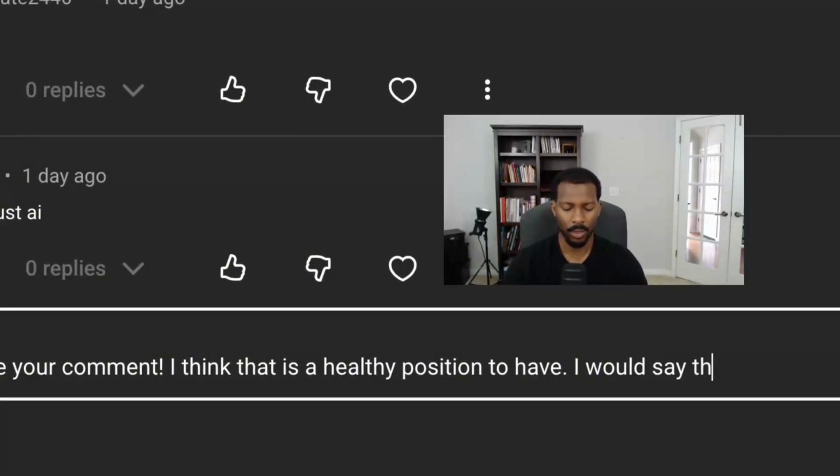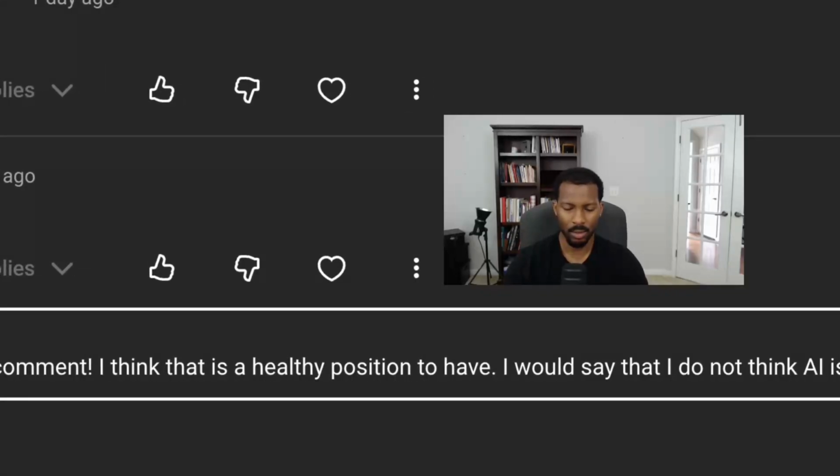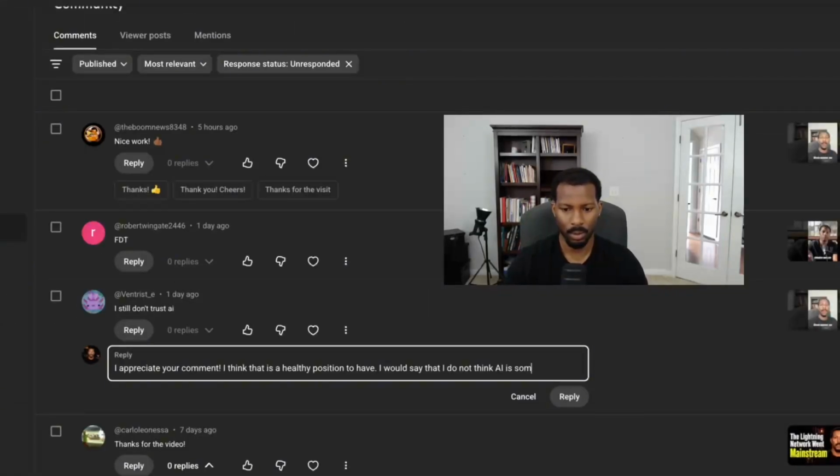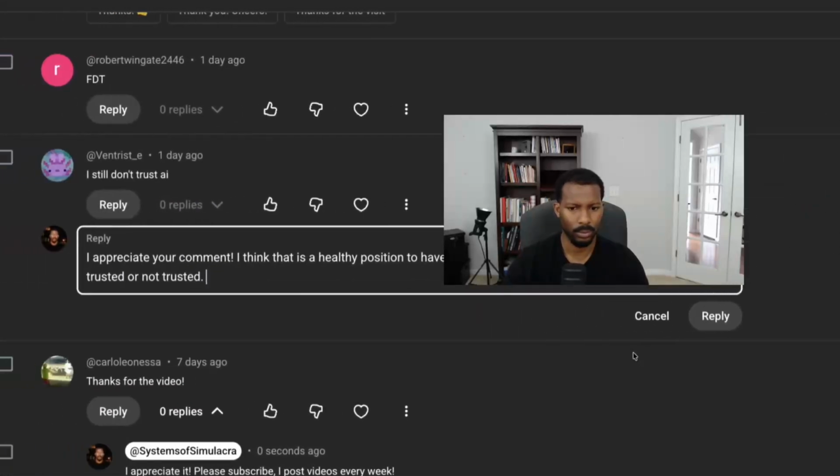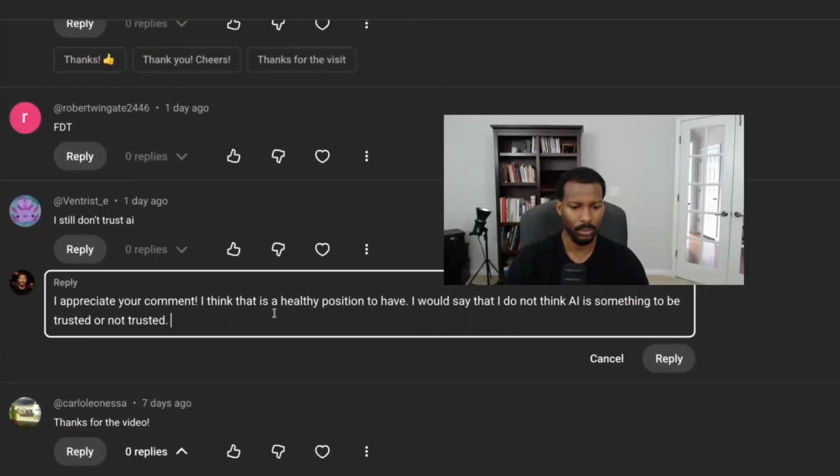I would say that I do not think AI is something to be trusted or not trusted. Right now, it is a tool that needs guardrails.